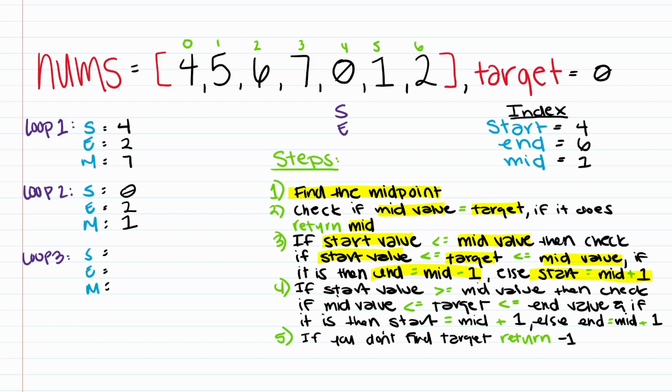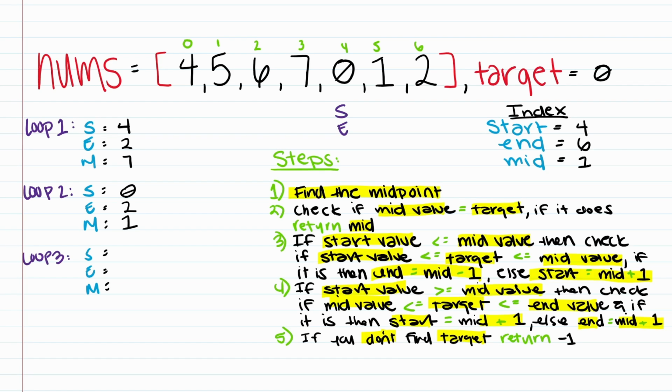If start and end are at the same place, we can read through the rest of the problem. If start value greater than or equal to mid value, then check if mid value is less than or equal to target, less than or equal to end value. And if it is, then start equals mid plus 1, else end equals mid plus 1. And if we don't find our target, return negative 1. So in this case, we don't have to do this part, and I just went through that because that would be in the case that we had it on a different side, but we do not have that in this situation.